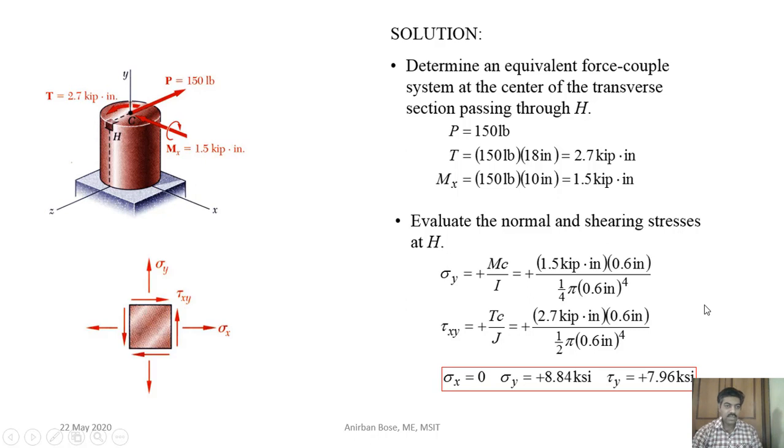Once you know the different stresses acting because of this combined loading, you can draw the stress element. So this is the stress element. Now you know all these values of sigma x, sigma y, and tau xy, because this is a plane stress situation acting at the outer surface point H, right? So now for that you have to find out the principal stress.